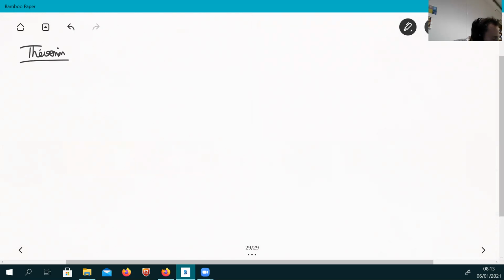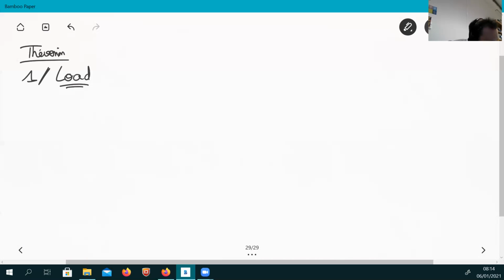Okay. So first step, as I said, when you apply this theorem, it's when you want to simplify parts of a system. The part that you don't want to simplify is called the load, charge en français. So you have to consider what is your load in your system.